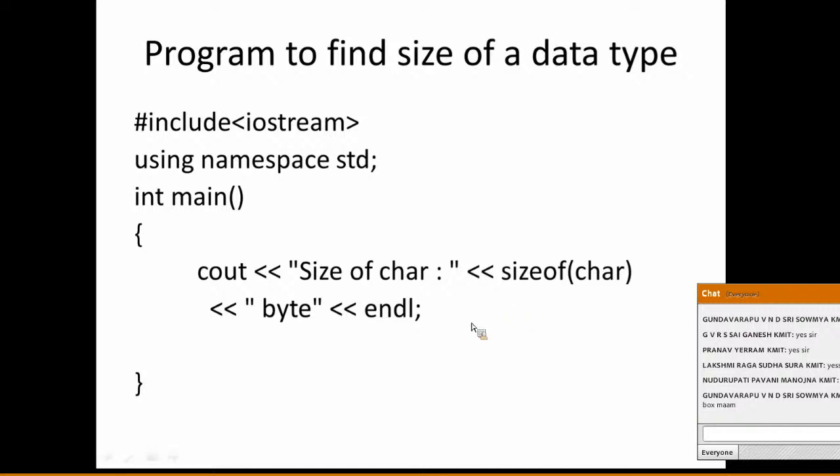So I told you, while you're working with cout, whatever is there in the cout would be written onto the monitor. There is a special operator called sizeof, which displays the size of a data type. I've used that functionality to determine the size of a character data type here. That program is written over here. So sizeof character may be 1 byte. That would be the output of the program.